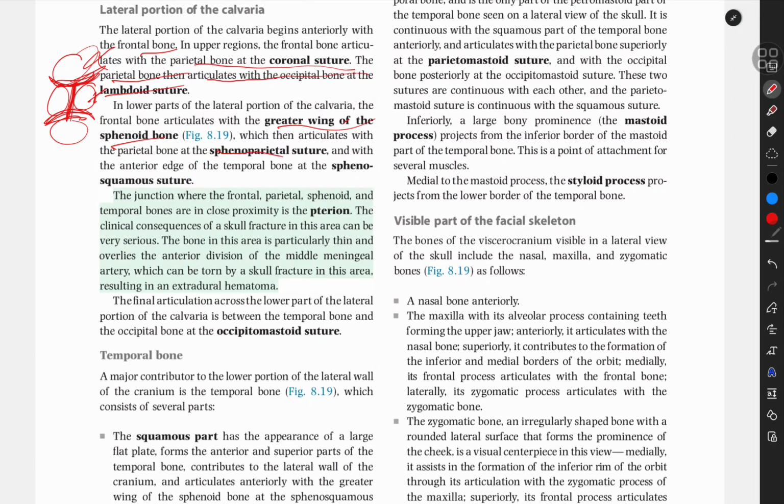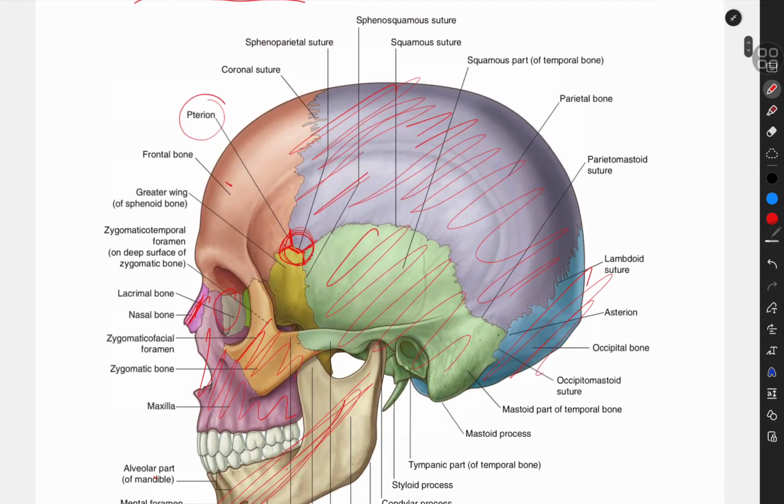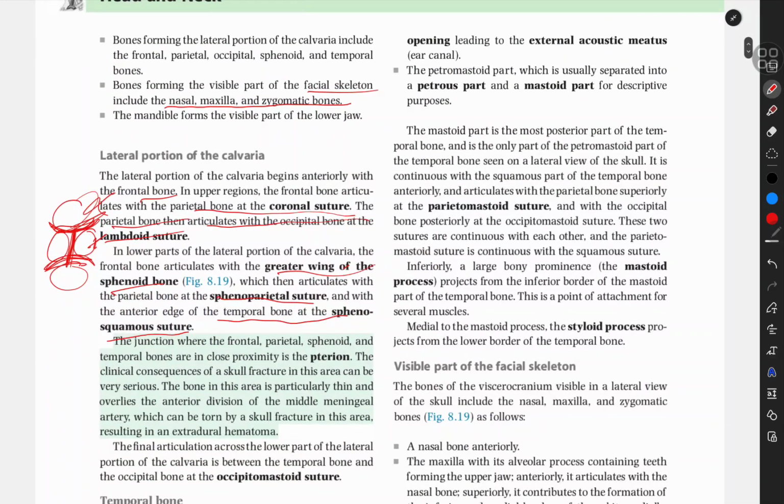It articulates with the parietal bone at the sphenoparietal suture and with the anterior edge of the temporal bone at the sphenosquamous suture. Sphenoparietal suture, frontoparietal, sphenofrontal, but yeah, they don't form the pterion.